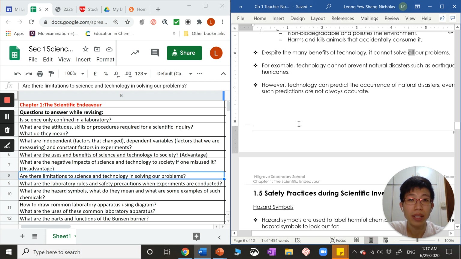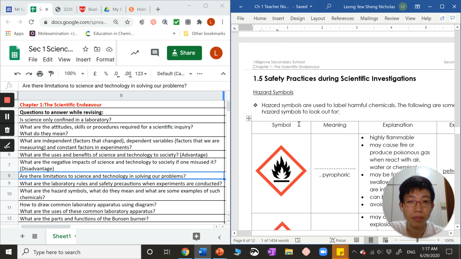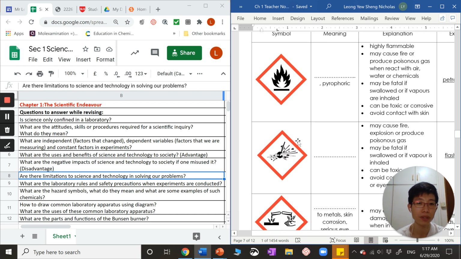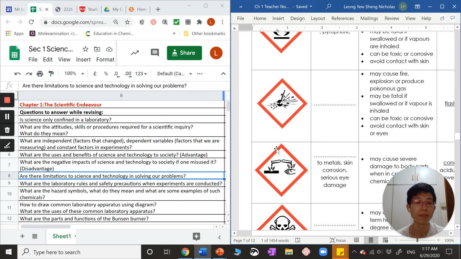So for safety practice, you need to learn how to identify some symbols first, especially this one, because that's the most common one in the lab, whereby it's flammable. That is explosive, not so common. This one is corrosive, very common also when you deal with acids.